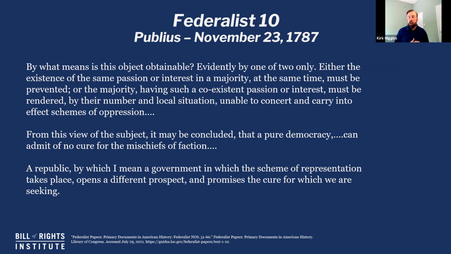If that's the goal, trying to promote the public good and protect these private rights, how is it that we're going to go about trying to make that happen? And he says, evidently by one or two only. So how is this obtainable? Either the existence of the same passions or interests in a majority at the same time, so we get everybody around and focused on something at the same time, or the majority having such a coexistent passion or interest must be rendered by their number and local situation unable to concert and carry into effect schemes of oppression.